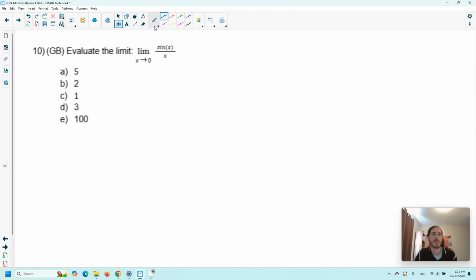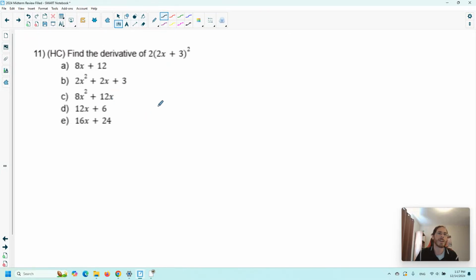All right, for 8, we have to evaluate the limit. It's a memorization one. The answer is 1. Done. For number 11, we find the derivative of 2 times the quantity 2x plus 3 squared.